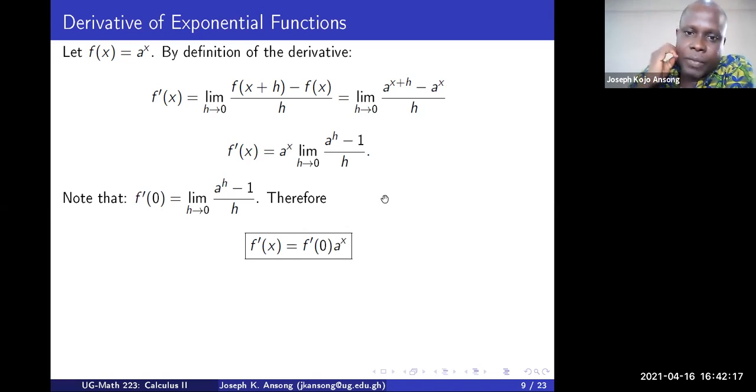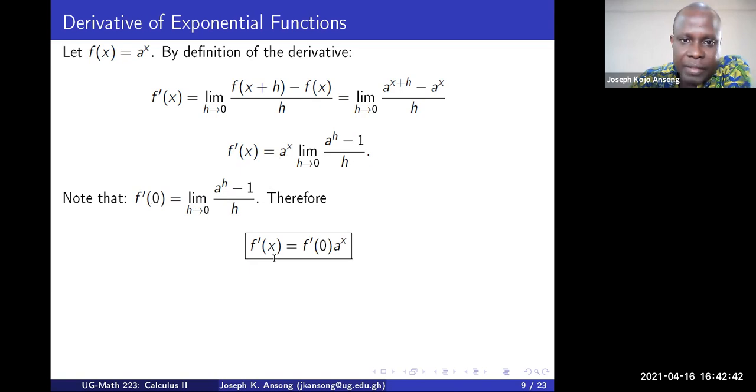All right, good. Now take note that f prime at 0 will be equal to this. a is greater than 0, so a raised to the power 0 will be 1. This is 1 here. So if I put 0 there, all I have left is the limit expression. Okay, so f prime at 0 is this.